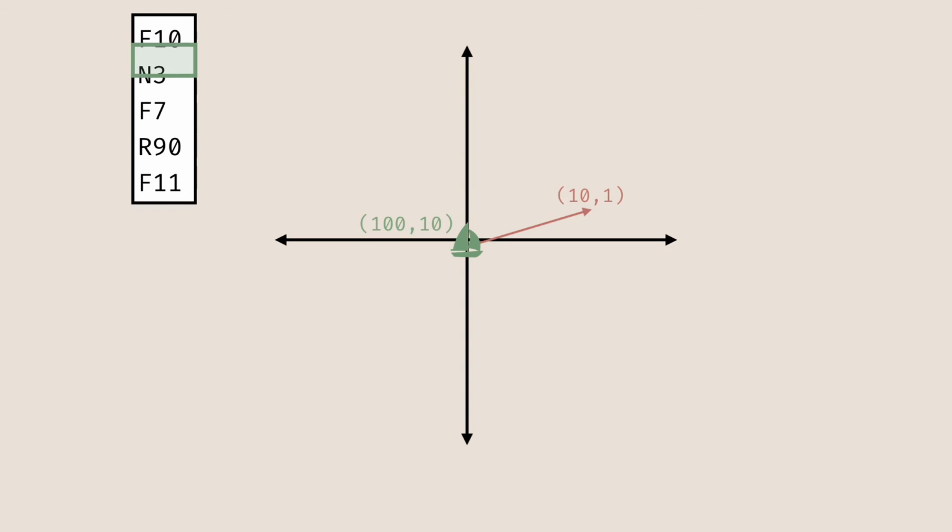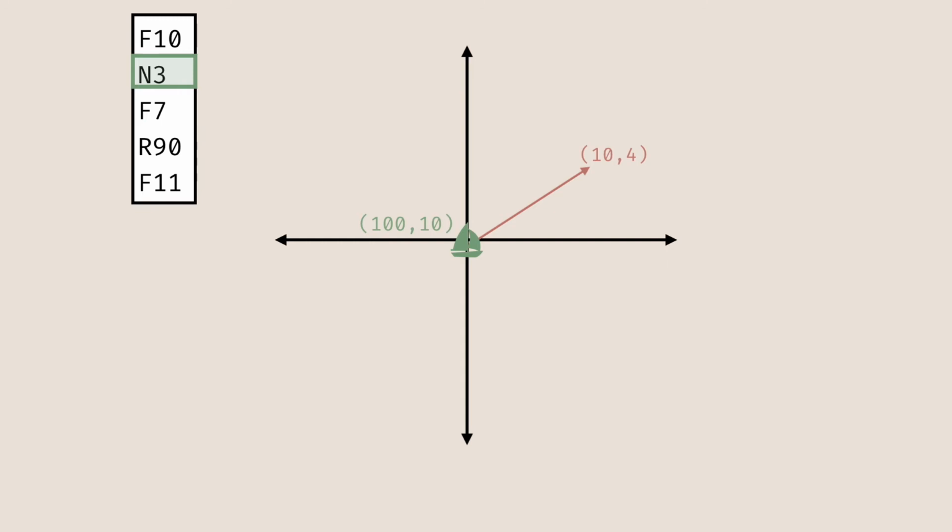And now when I move to the next command of my input, the north, south, east, west commands actually refer to moving or translating the waypoint. So this means move my waypoint up 3 units. So it ends up looking like this. Notice that that operation does not actually move the ship itself. It only moves the waypoint.